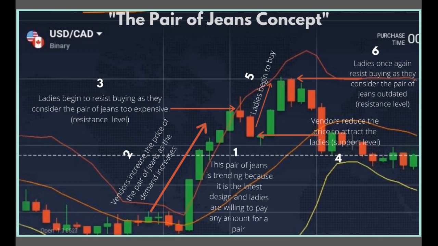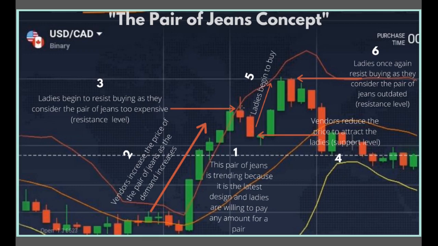The ladies picked up interest and they started buying. The ladies begin to buy again because they consider this pair of jeans competitive. They consider the pricing competitive and attractive. So at that support level, the ladies found the pair of jeans to be a good bargain.